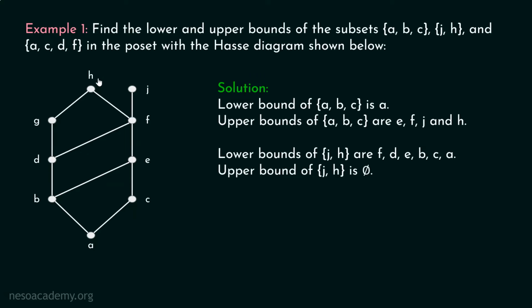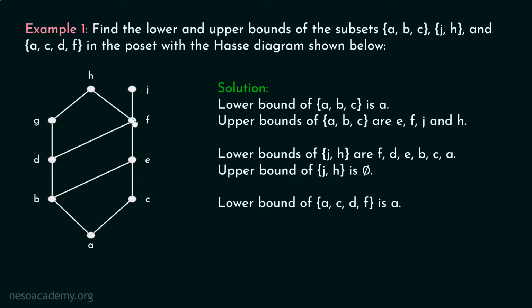Let's find out the lower bounds of this particular subset A, C, D, F. That's our next target, right? The lower bound of A, C, D, F is A. Obviously, because here we are considering the subset A, C, D and F.